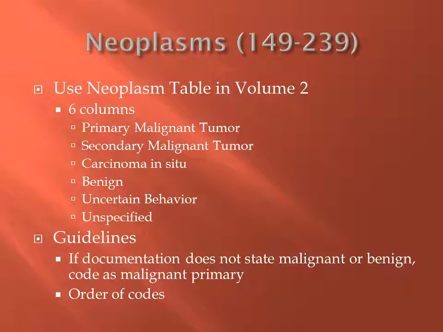And you're also going to have order of codes. An example is treatment provided for the tumor. Malignancy is reported first. Radiation, chemo, and immunotherapies, therapies are reported first. Tumor is reported second.